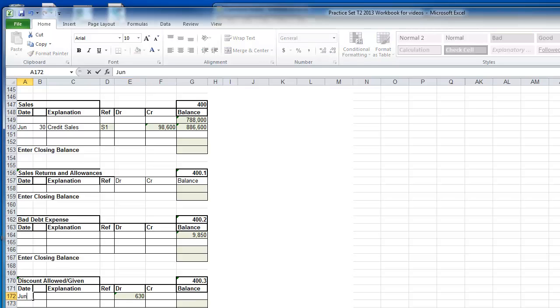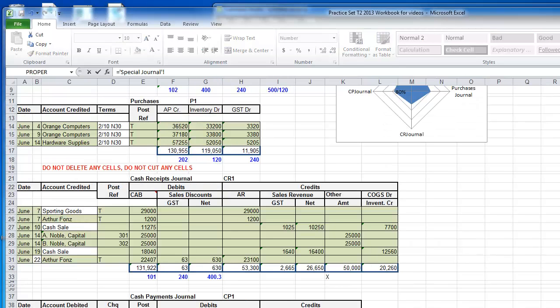So June 30, reference, this should be cash receipts 1, and so total discounts 630. Debit. So this is a contra revenue, which is a debit. So you can see it's a bit like the nature of an expense, and the normal balance of an expense is a debit. So I need to go back and put 400.3 in. So we'll update our accounts receivable.